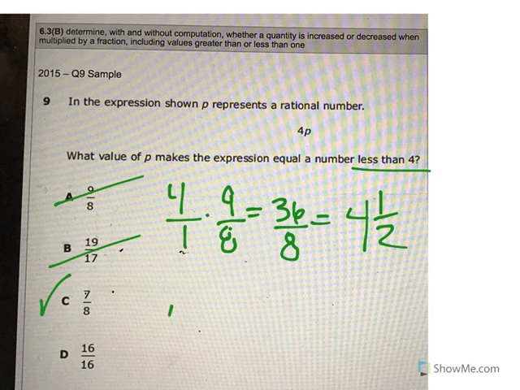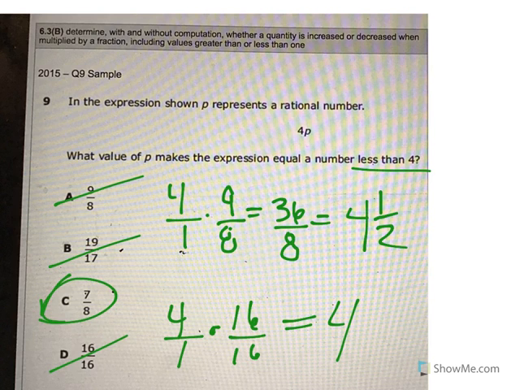D, could it be D? If I multiply a number times 16 over 16. But the thing is, what's 16 divided by 16? Well, it's 1. In the identity property of multiplication, what if I multiply 4 times 1, what am I going to get? Well, 4. But I want a number that's going to equal less than 4, so it definitely can't be D. So that must mean the answer is C.